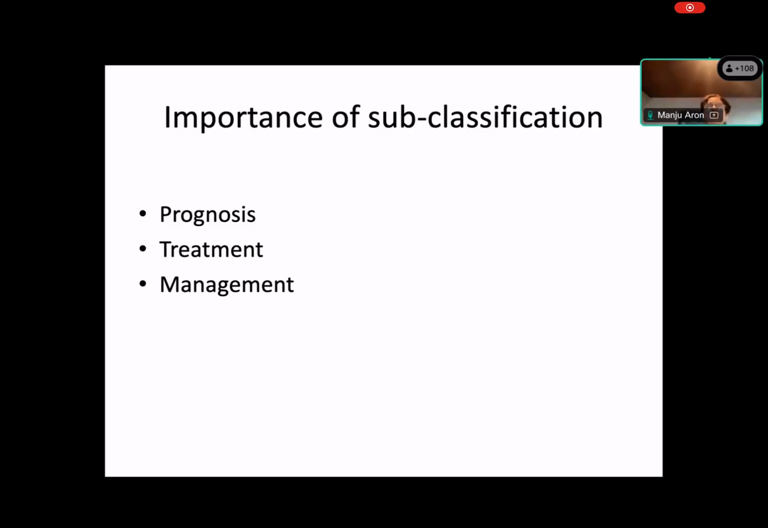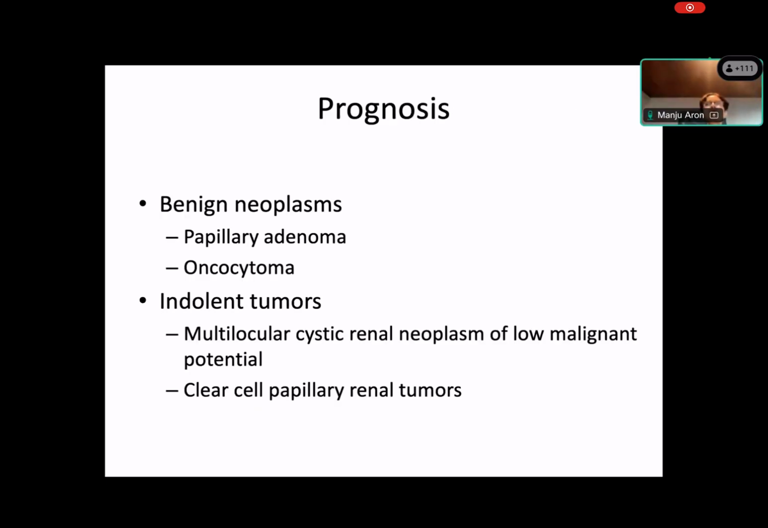Now, why do we subclassify RCCs? Well, just like in any other tumor arising in any other organ system, it is important because of prognostic information that we get from subclassifying the tumors, which then informs the treatment and management of these different renal cell carcinoma subtypes. So let's briefly look at it.